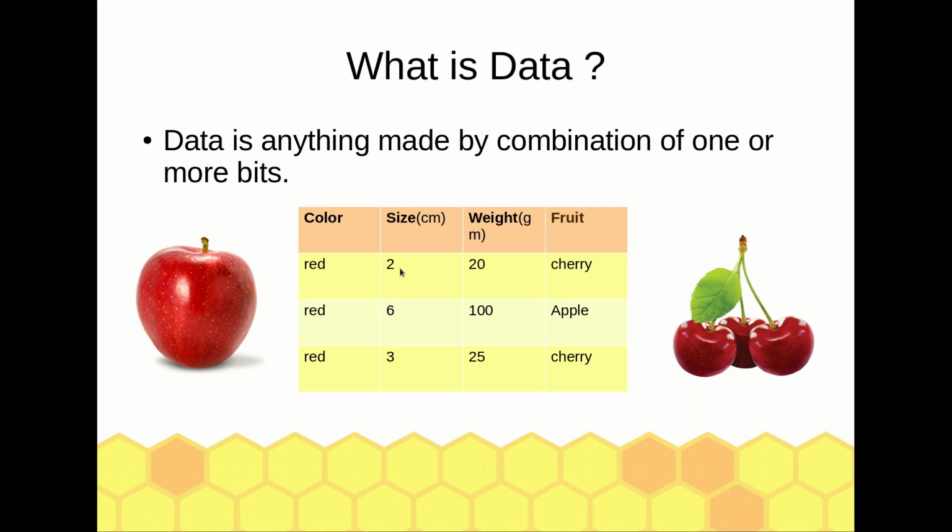So red is also data, 2 is also data, 100 is also data, even weight is also data, cherry is data. This is data for two fruits, apple and cherry, and these three are the properties of this fruit column, right? These properties are called independent variables, and this column will be dependent on these three independent variables.